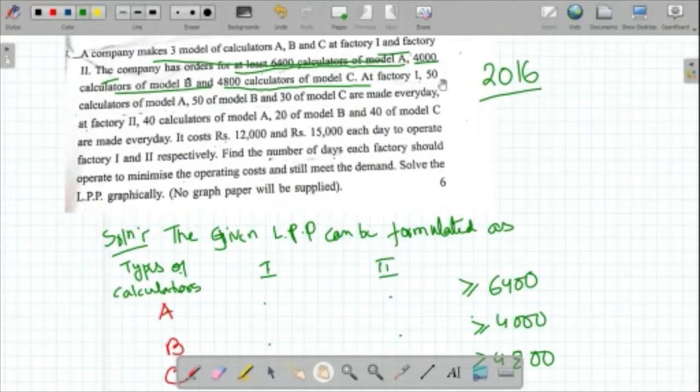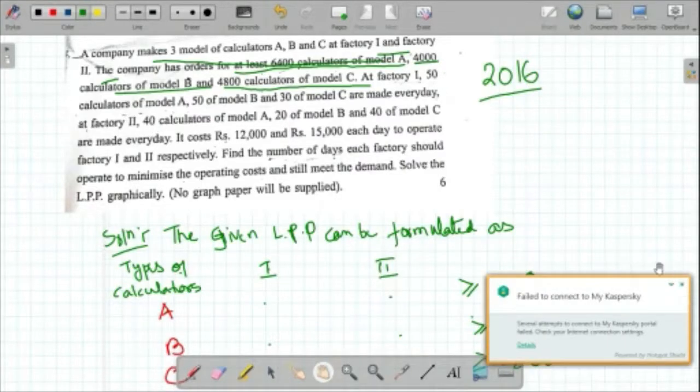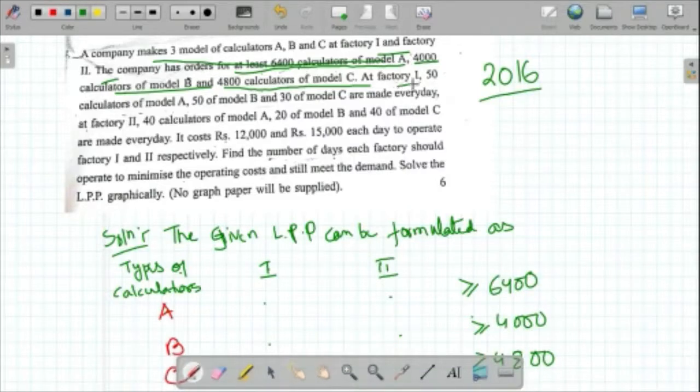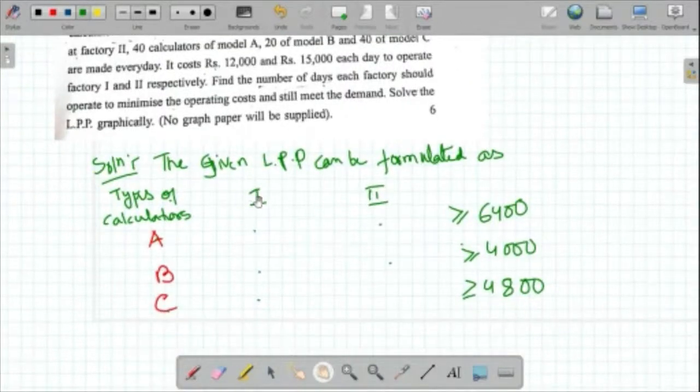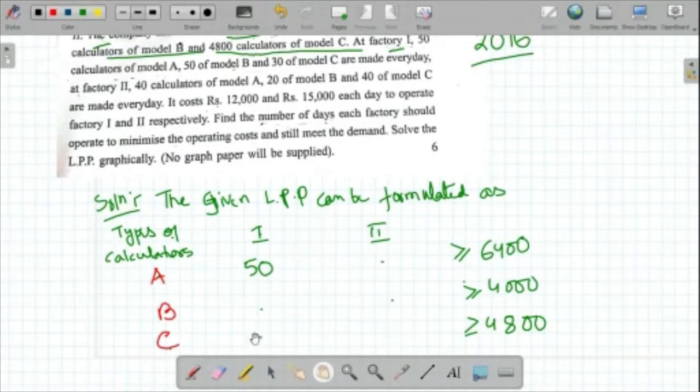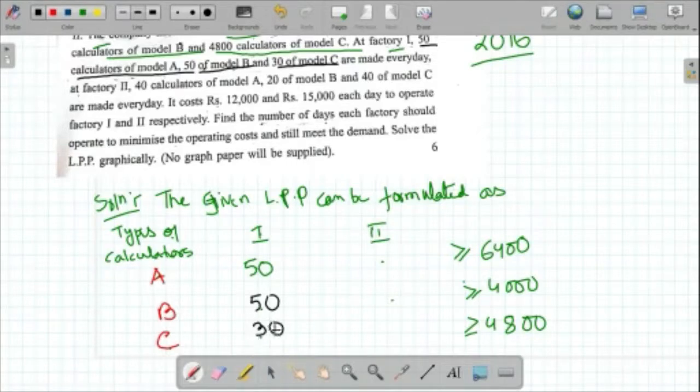Now at factory 1, 50 calculators of model A, 50 calculators of model B and 30 calculators of model C are made every day, right? So factory 1 makes 50 calculators of model A, and 50 of model B, and then 30 of model C, right?